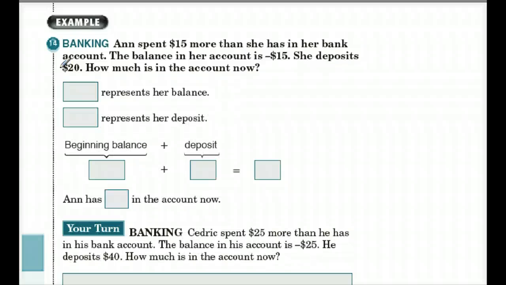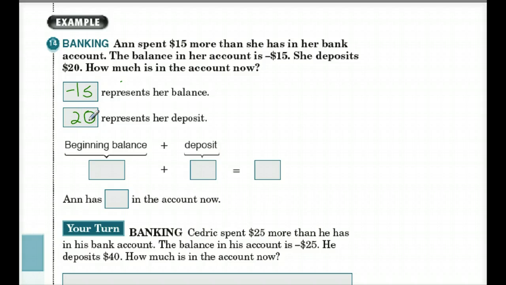Anne spent $15 more than she has in her bank account. The balance in her account is -$15. She deposited $20. How much is in her account now? So -15 represents her balance.